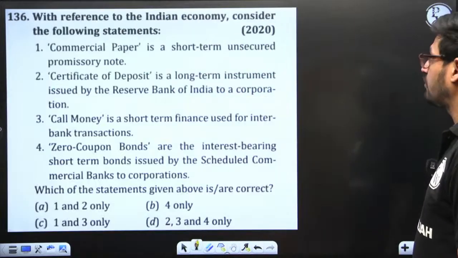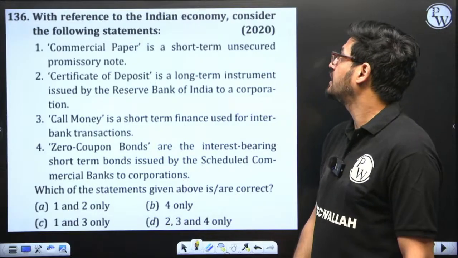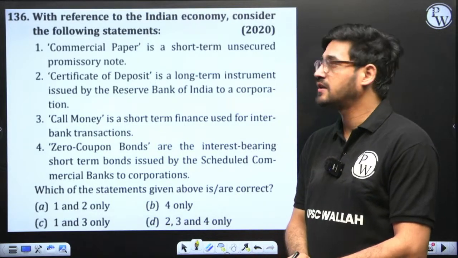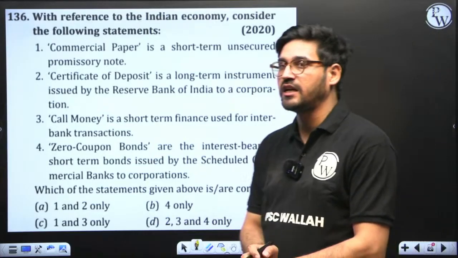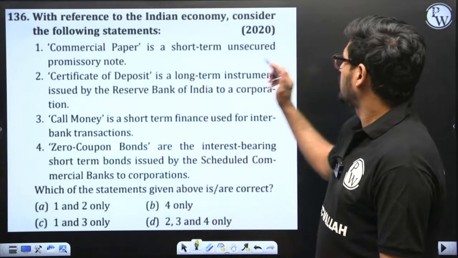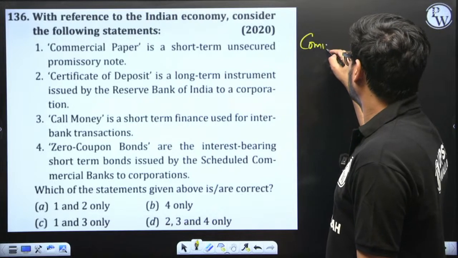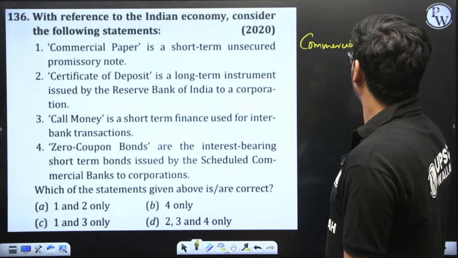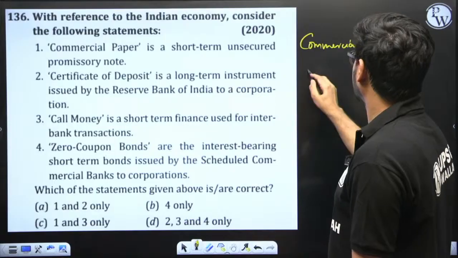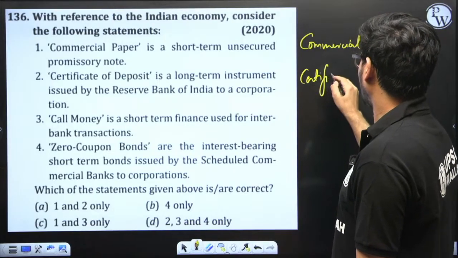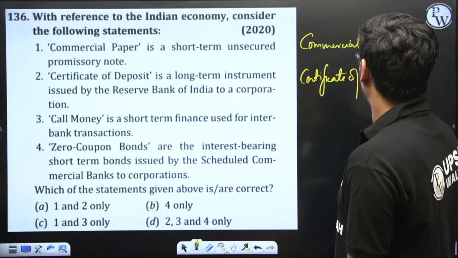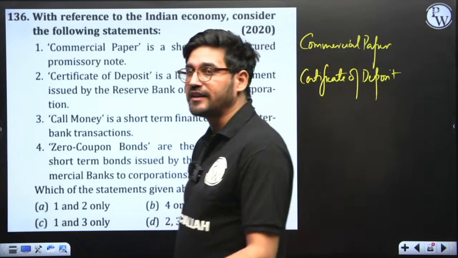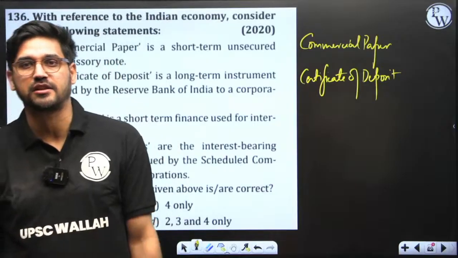Now let's go for the next question. With reference to the Indian economy, consider the following statements. First one says commercial paper is a short-term unsecured promissory note. Now there is something called commercial paper, there is something called a certificate of deposit. Both of these are money market instruments. That means these are short-term financial instruments.